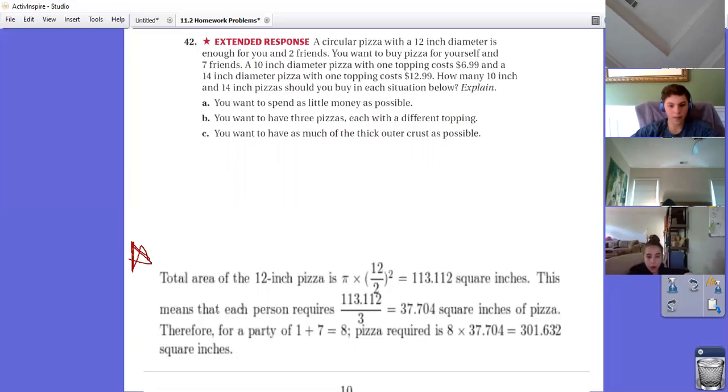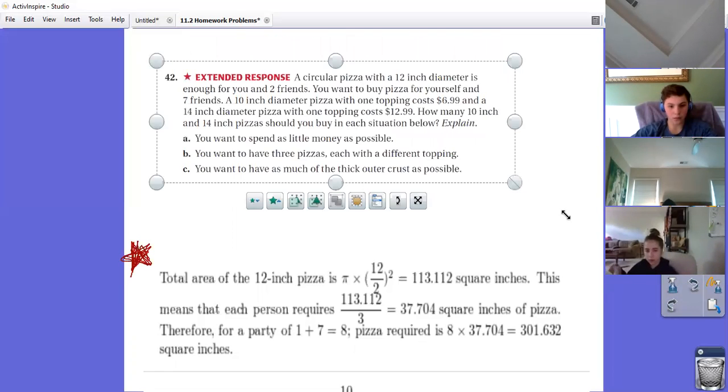That's the worst star I've ever drawn in my entire life. Okay, let me make this a little bit bigger. You're being a nice person, right?